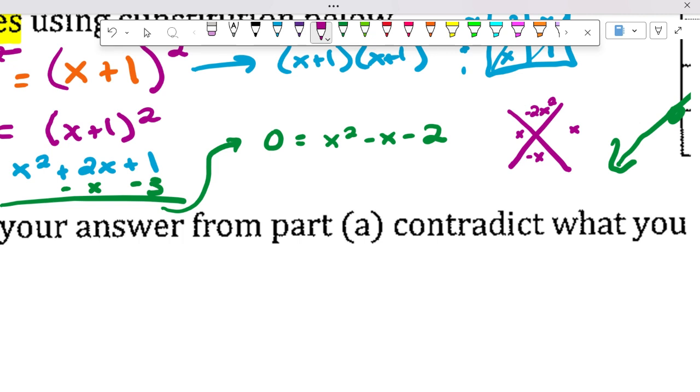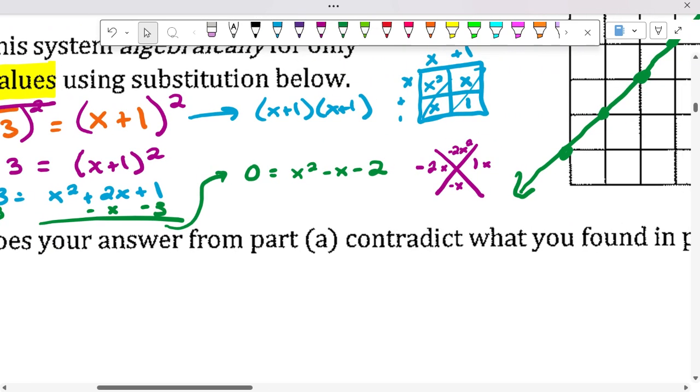If we're multiplying to a negative number, that means one of my values has to be what? Negative. Multiply to negative 2, add to negative 1. What are the only factors of negative 2? 1, 2. Which one has to be negative, the 2 or the 1? The 2, because we're adding to a negative 1.